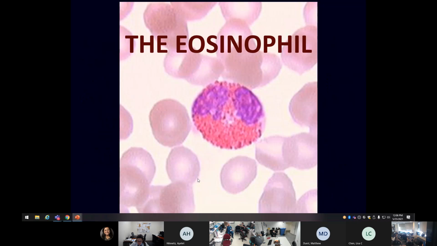So the eosinophil, my favorite white blood cell. It is a multifunctional leukocyte. It has a bilobed nucleus, and it has the characteristic pink-orange granules, which are the cytotoxins that are released when the eosinophils are stimulated by cytokines, interleukins and all.